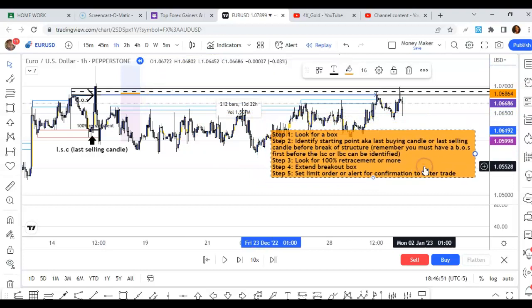Now, like I said, it's a pretty simple strategy. You will need to backtest. You can use it on all time frames, and you can use it with any pair, and just use it in your trading if it works for you.